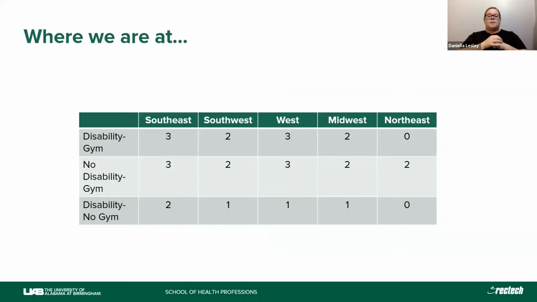And so where are we at with this project? We're looking at a fairly large sample size for qualitative research, and we're hoping to interview at least 3 individuals in each of the 3 groups, from the Southeast, Southwest, West, Midwest, and Northwest. And so we've made pretty good progress in some groups, but if you're someone from the Northeast, we'd love to speak to you if you fit into one of those groups. Next slide.